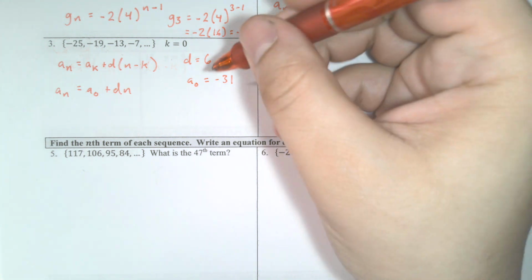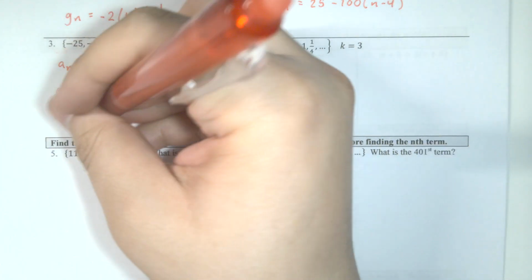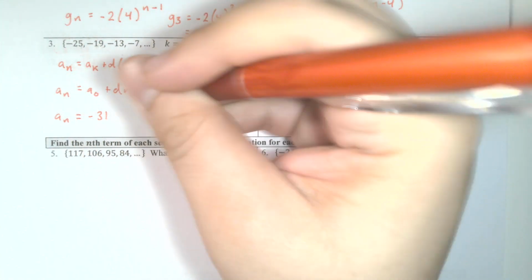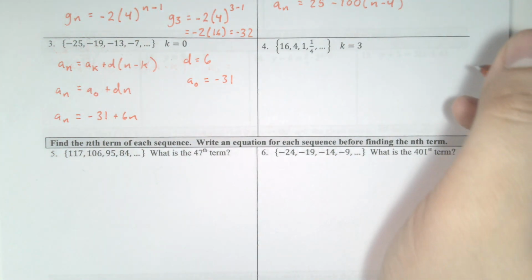And so now we can just piece this information together, and we have that a sub n is equal to negative 31 plus 6 times n. And so this is our formula.